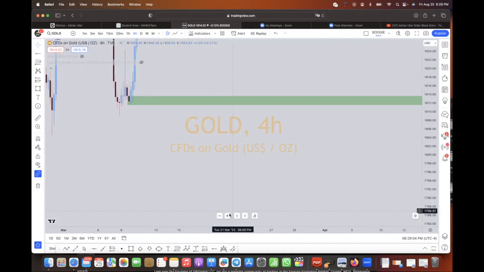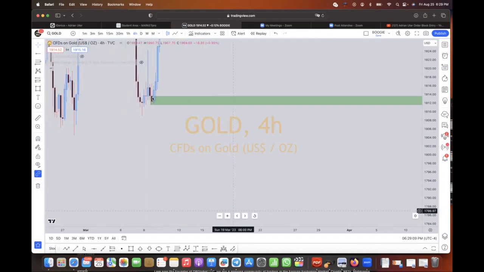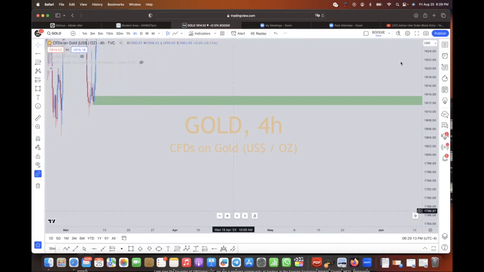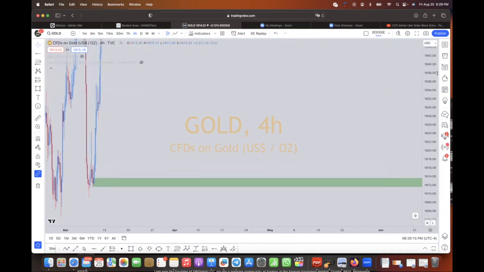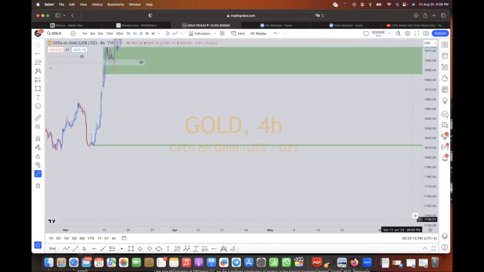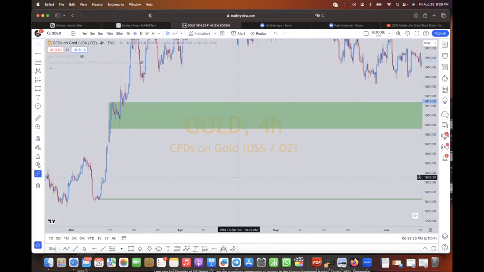If I'm not mistaken, did Alex call out 813 to 811? Maybe he did, maybe he didn't. But now I just made this a lot smaller, the zone. And now I just wait for price to come down there and have a reaction, all right?